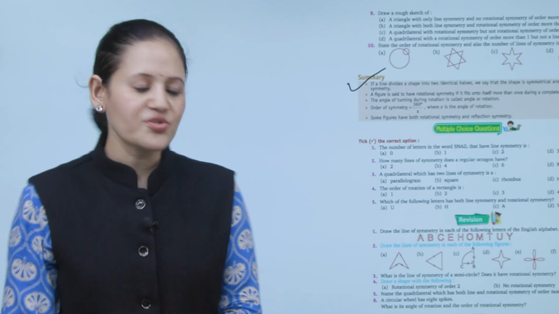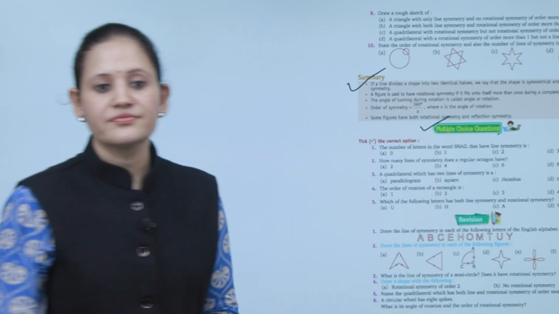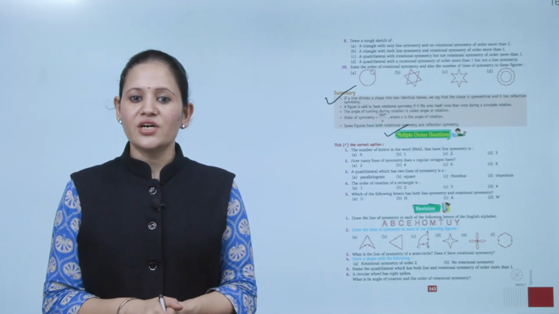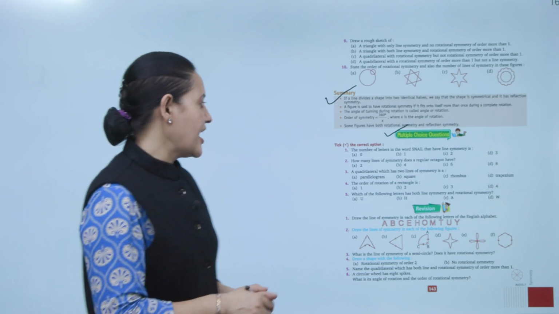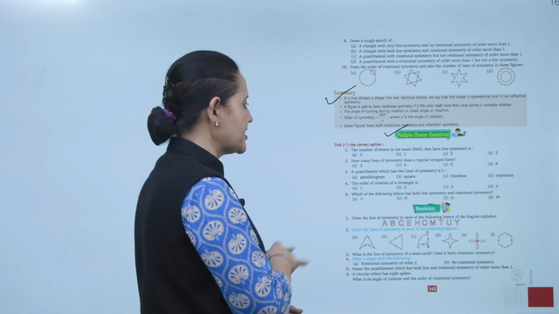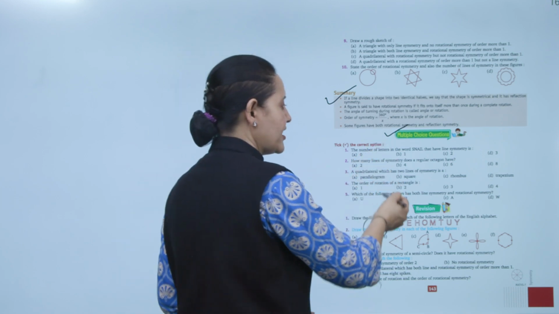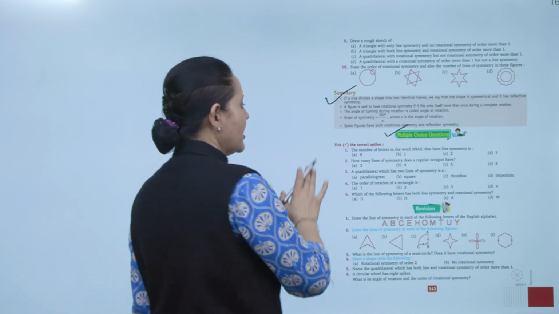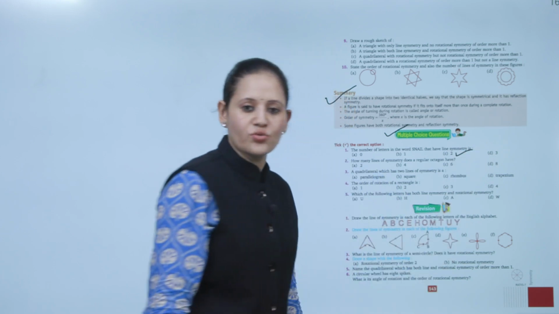Next is multiple choice questions. Take the correct option. The number of letters in the word snail that have line symmetry: S does not have any line of symmetry, N also does not have, A has a line of symmetry and I has a line of symmetry, L does not have a line of symmetry. So, answer is C, 2.